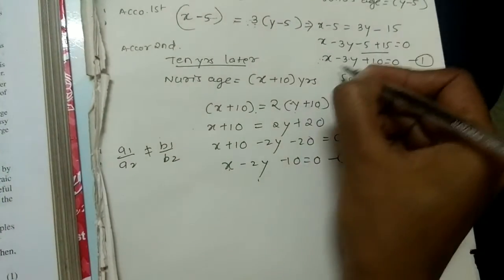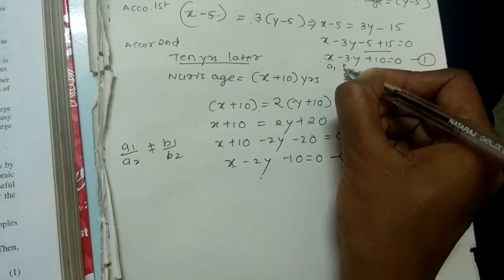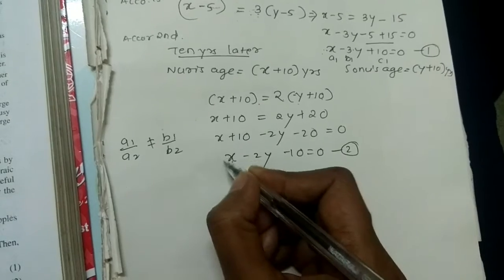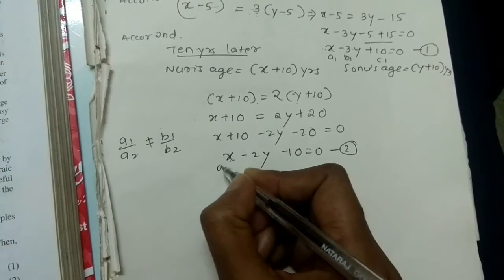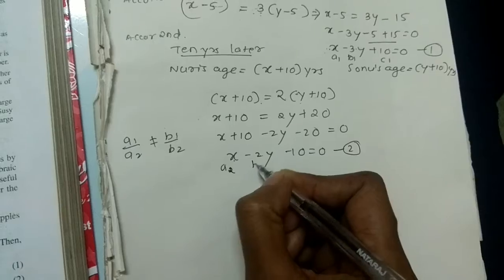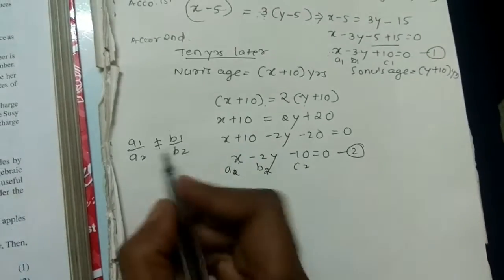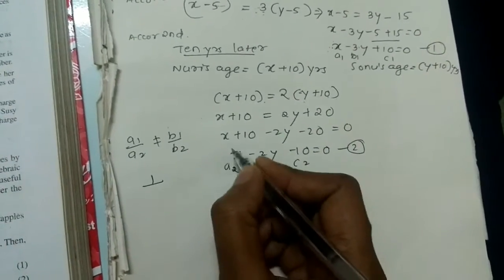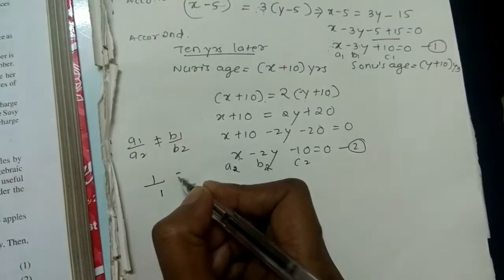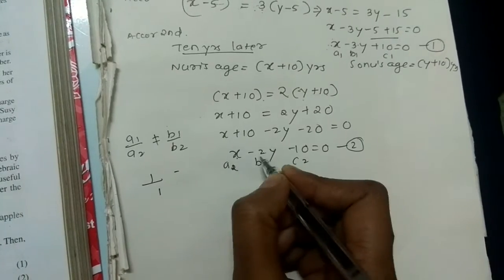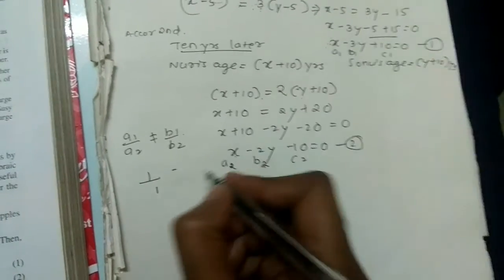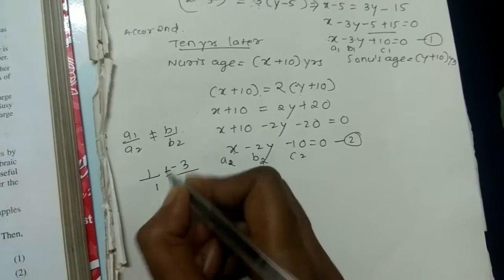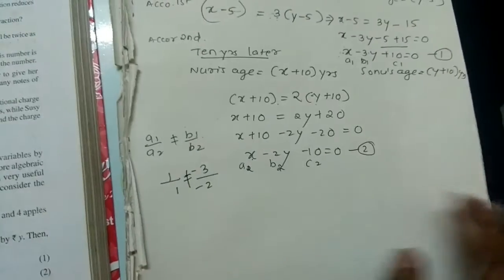So here, what is a1? This is a1, this is b1, the coefficient of y, and this constant is c1. And this is the coefficient of x, that is here we have 1, that is a2, minus 2 is b2 and minus 3 is c2. So a1 upon a2, a1 is the coefficient of x, which is 1, and here x is 1, a2. And then we have to see b1 is minus 3 and b2 is minus 2. So you can see that obviously they are not equal, which means a solution exists.